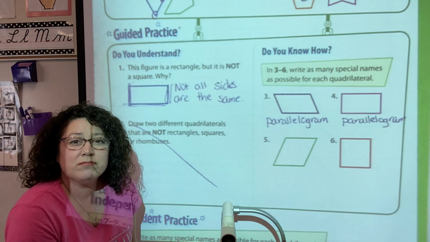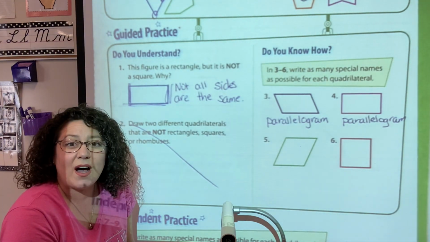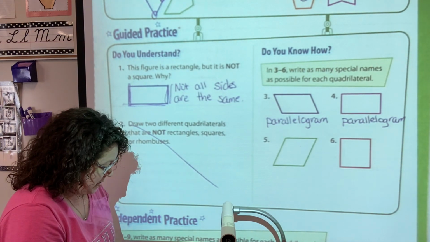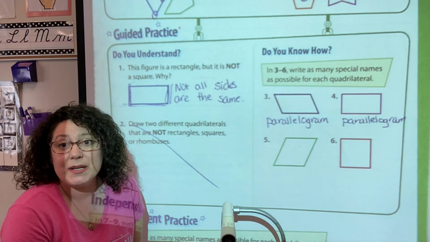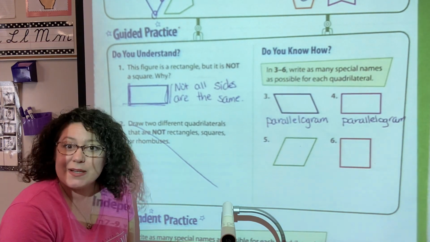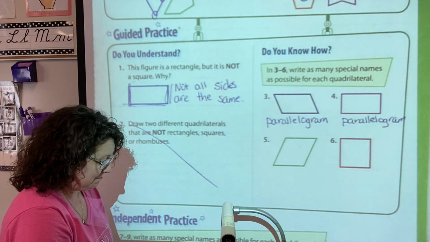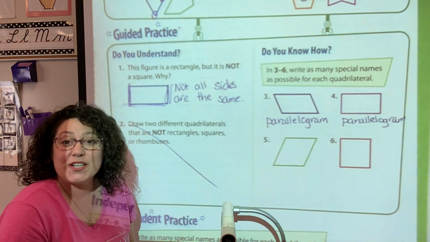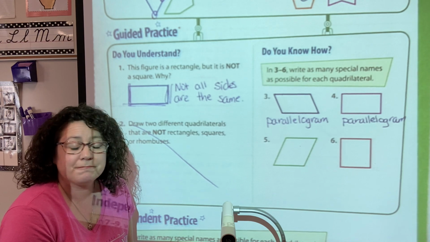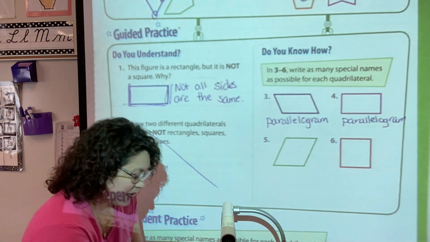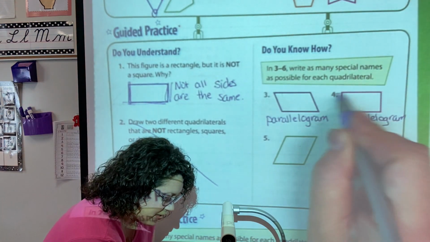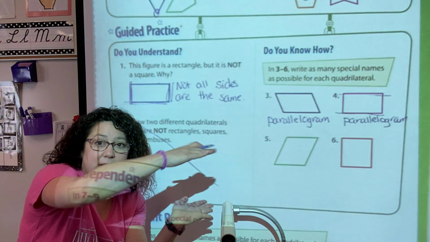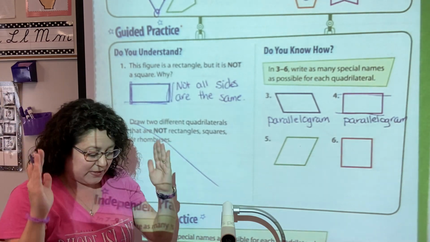Is it a square? No, because all sides are not the same. Is it a rhombus? Nope, because all sides are not the same. Is it a trapezoid? Nope, because trapezoids can only have 1 set that doesn't cross. This has 2. These 2 will never cross. And then vertical will never cross.